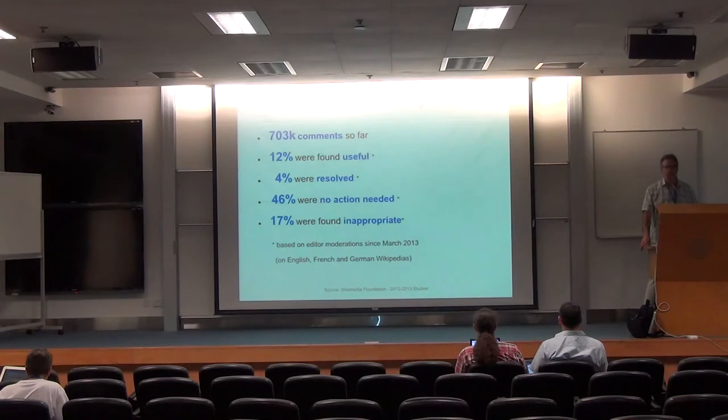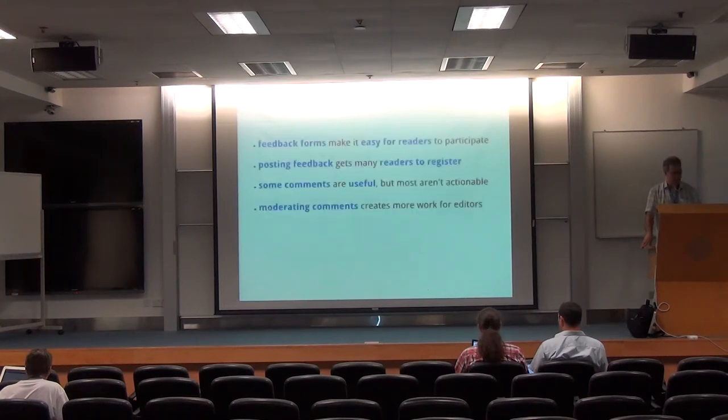So the ratio is actually not that bad. If you look at comments on the web, those are generally pretty typical. In some ways, I think that we probably are collecting slightly more useful comments on Wikipedia than you might on a major news site, for example, where people could have a tendency to go nuts. So the general takeaways are that the feedback form makes it easy for readers to participate, that posting the feedback gets many readers to register. Some of the comments are useful, but most are not actionable.